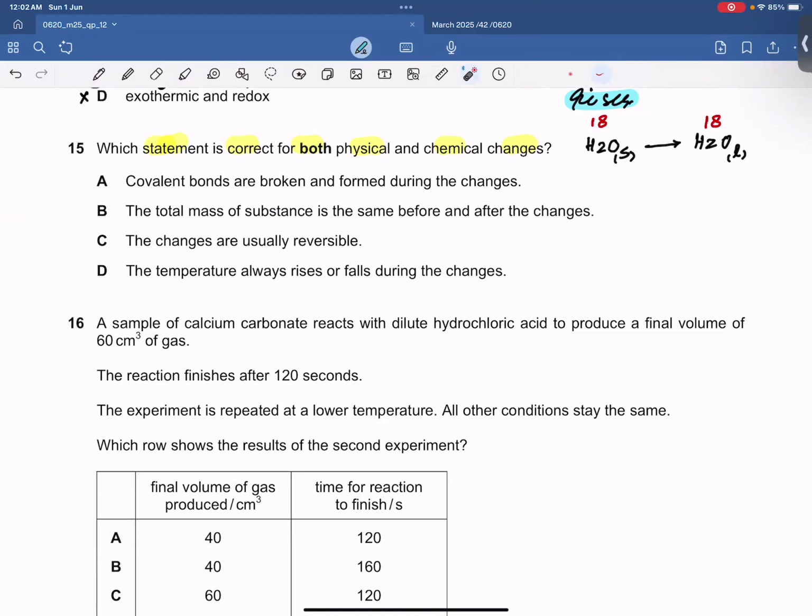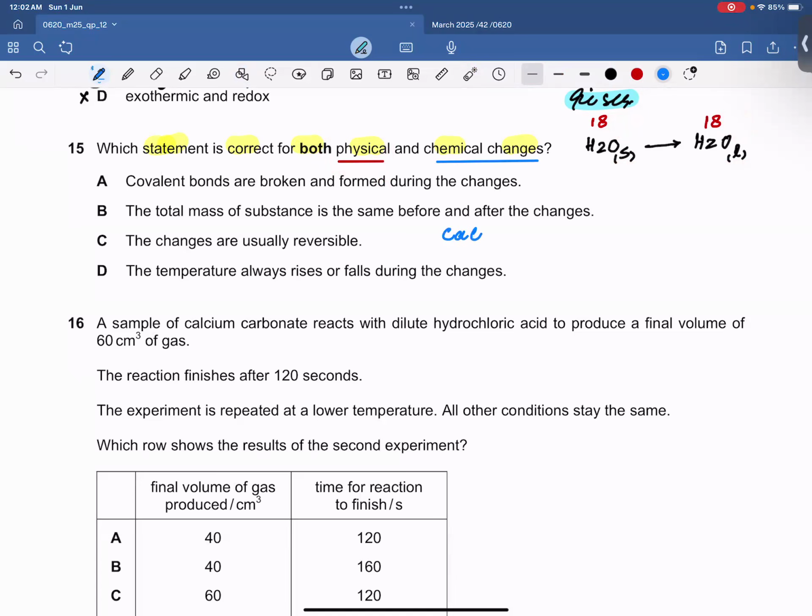So mass will remain the same. Only state changes. One more thing: mass and chemical formula remain the same. Only state changes in a physical change. All right. By the way, that was the physical change. Let's talk about the chemical change.